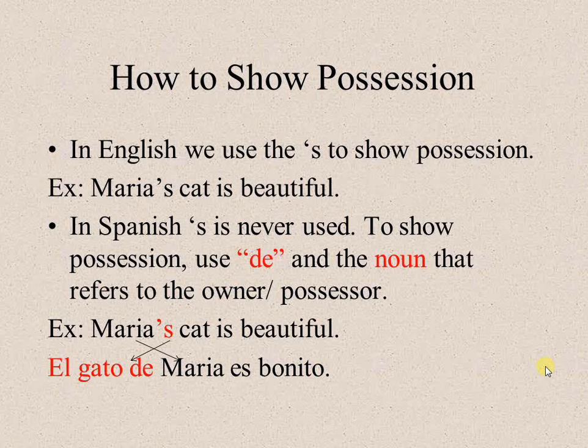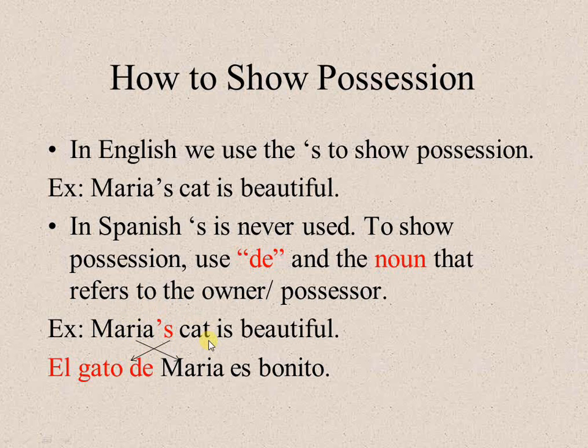In English, we use the apostrophe s to show possession. For example, Maria's cat is beautiful. In Spanish, apostrophe s is never used. To show possession, we use de and the noun that refers to the owner or possessor. So in English you use Maria, apostrophe s, and then what Maria has, right?